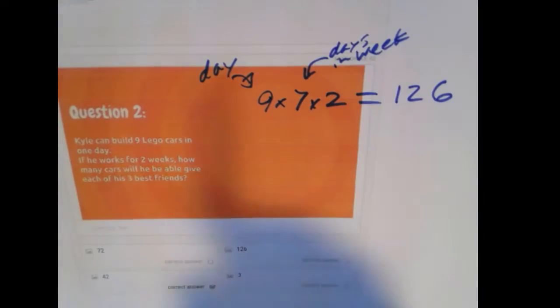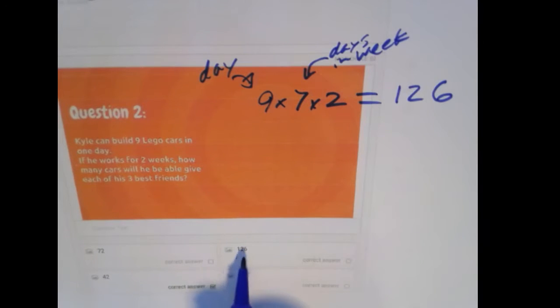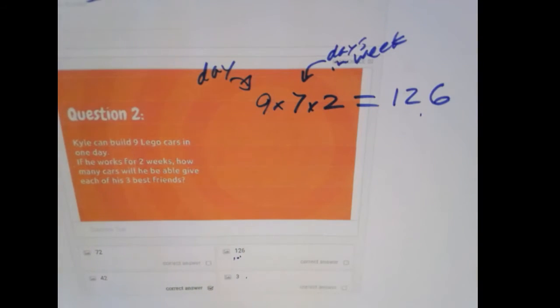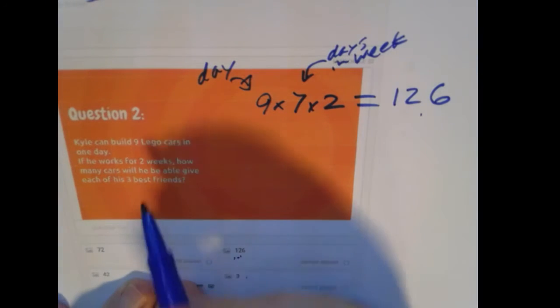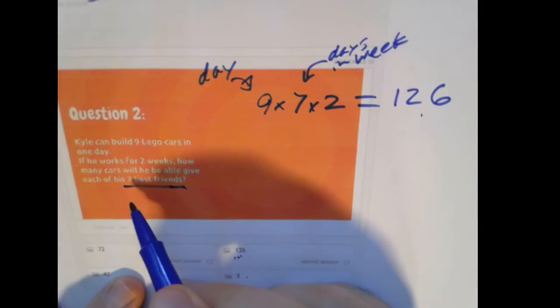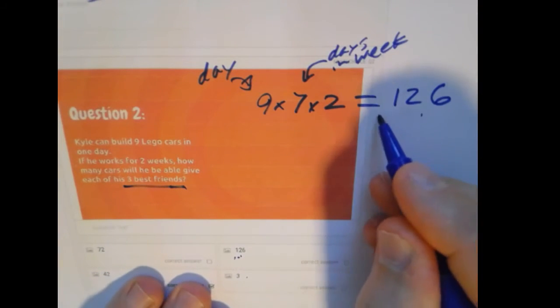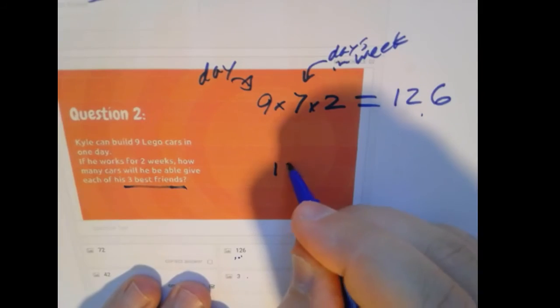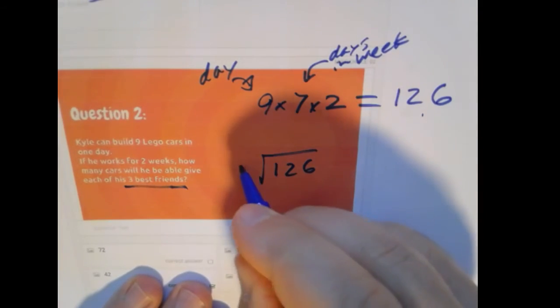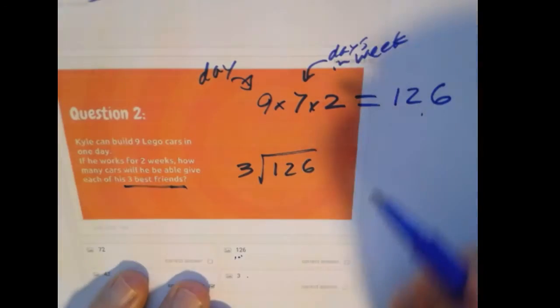And then we have to ask ourselves, go back to the original problem, because it would be easy to say, oh, 126, I got an answer. There's a lot of questions like that on the test where the halfway point is one of the answer choices, but it's not really the question they're asking. So if the question they're asking is how many cars will he be able to give each of his 3 friends, well, we actually need to take the total cars he built, 126, and divide it amongst 3 friends.